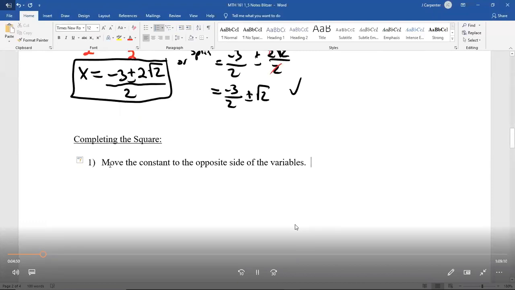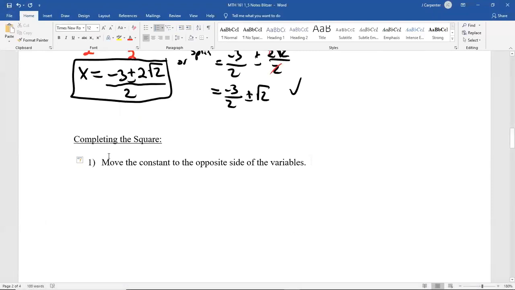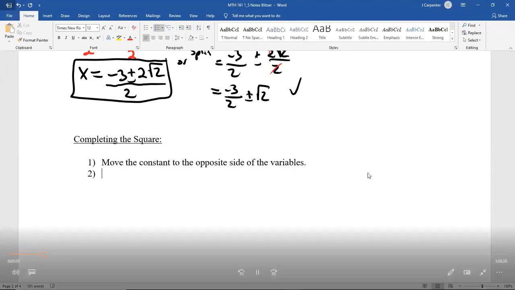With factoring, you want everything on one side. With the quadratic formula, you want everything on one side. So this is already the first instance where completing the square is a little weird. We want the variables on one side and the constant on the other. So that's a little weird, but practice makes perfect.